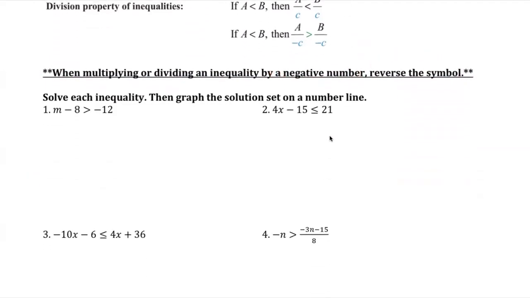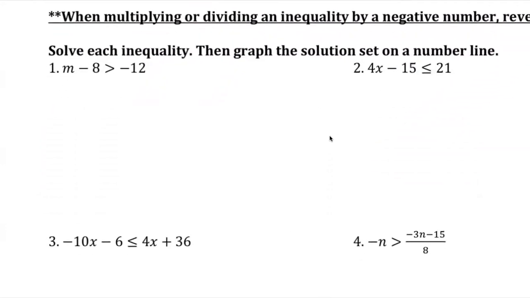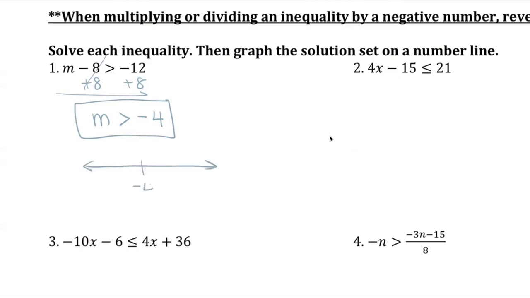All right, so let me show you a few examples here. Number one, we have solve each inequality, then graph the solution set on a number line. To isolate m, I'm going to go ahead and add 8 on both sides, and that gets me m is greater than -4. Notice here I didn't multiply or divide by a negative number, so I didn't need to flip the sign. So that is my final answer, and then my number line is going to be an open circle on -4 going to the right. These are all my numbers that would fit into this inequality. It's open because there isn't an equal sign. All right, let's try the next one.